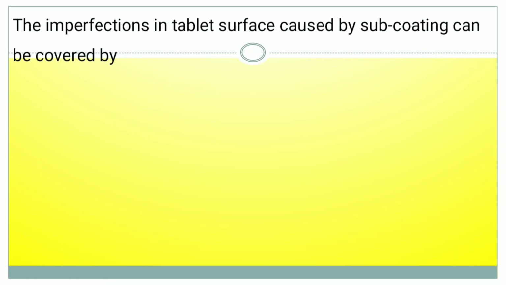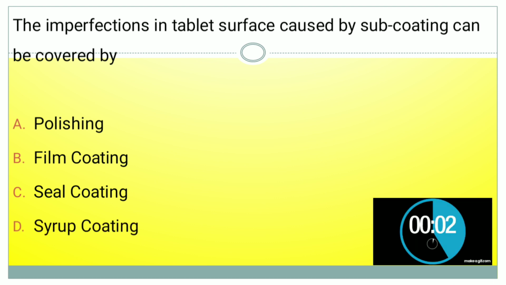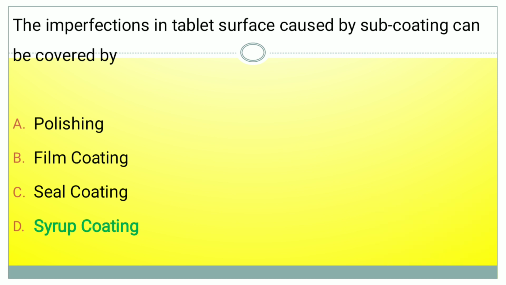Then moving to next question. The question is, the imperfection in tablet surface caused by subcoating can be covered by, and the options are A, polishing, B, film coating, C, seal coating, and D, serif coating. So you have again 10 seconds to think over for this question. The right answer will appear on your screen after 10 seconds. So the correct answer of this question is option D, serif coating. I would like to add about serif coating that this step requires the most skilled workers for this process.